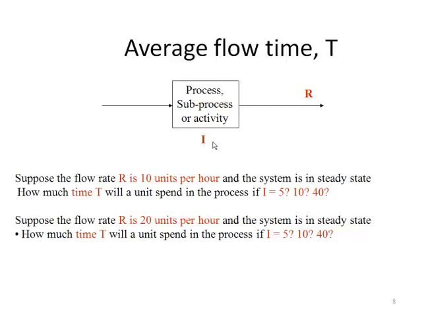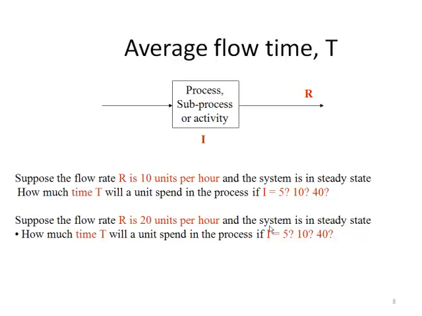Now suppose I double the flow rate from 10 units per hour to 20 units per hour. And let's assume the system is still in steady state. How much time T will a unit spend in the process if the inventory is 5? Well, before, when the inventory was 5 and the flow rate was 10, an inventory unit would spend half an hour in the system on average.